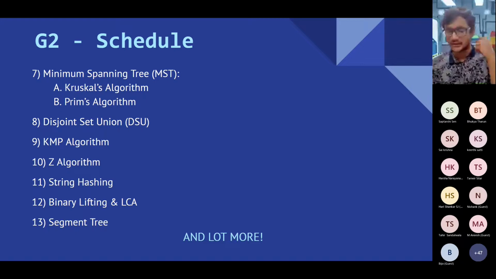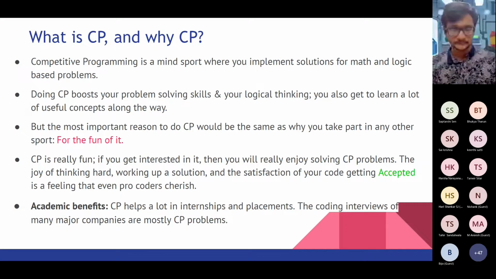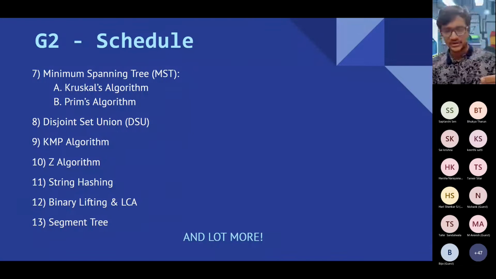And after that, we will cover some topics like DSU, some string algorithms like KMP, Z, and string hashing. And after that, we will move towards a bit of advanced topics like binary lifting, LCA, segment tree, flows, and two-stack. So there's a lot more to come, but I guess the first part of it, which is the graph and dynamic programming part, would be covered in the first 2 months, and after that, we would slowly go towards even more advanced topics. Okay, so I guess this is about the schedule. There's a lot more to come.